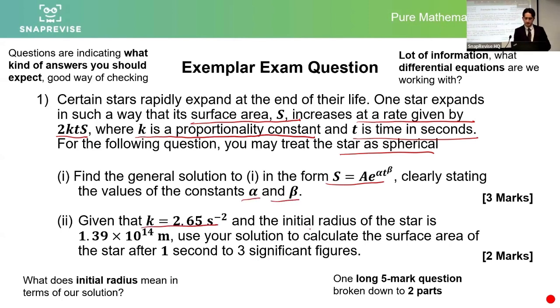Given that k is this, find the initial radius is this. Use it to work out the surface of the star after 1 second to 3 significant figures. Right, so this is a little bit like a mind-blowing question.